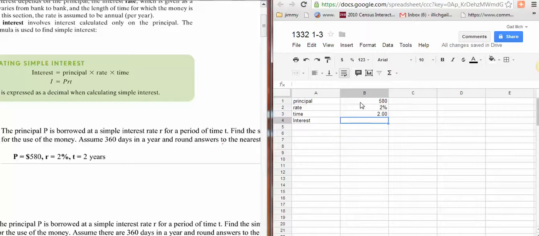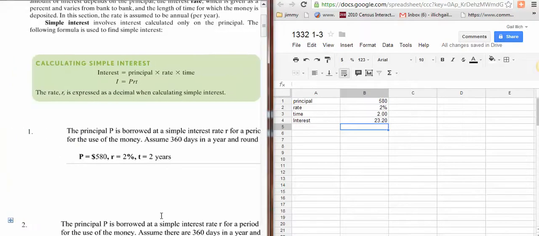All right, now how do we calculate the interest? Well, we simply, according to the formula, just multiply P times R times T. So I'm going to go here and I'm going to do the equal sign, and then I'm just going to do B1 times B2 times B3. And then I hit enter. And I find that the interest is $23.20.